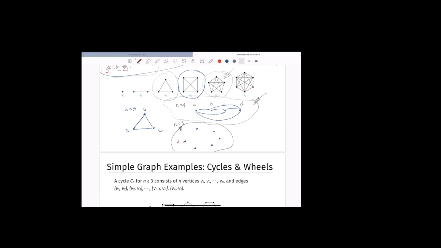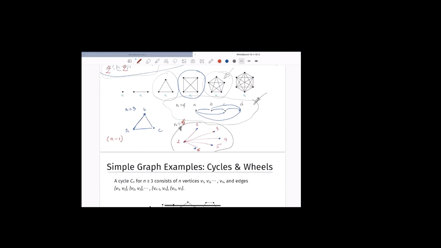Let's number them. 1, 2, 3, 4, 5. Let's take 6, so n equals 6. First of all, is 1 connected to all these n minus 1 others? Right? 1 is connected to n minus 1 others. Those are the edges. Those edges have to be present here.